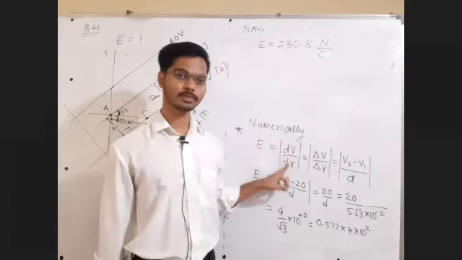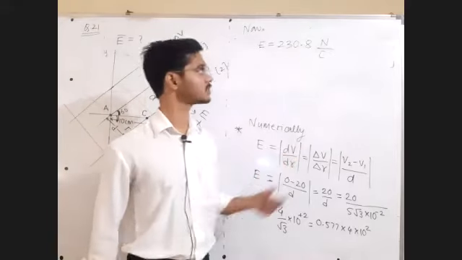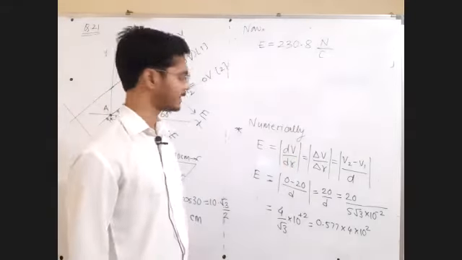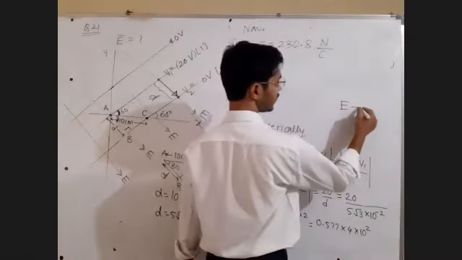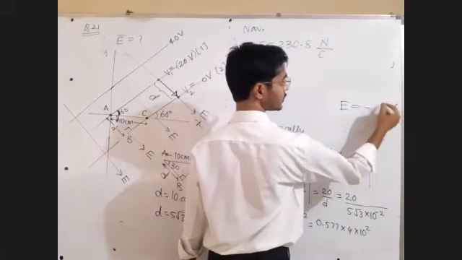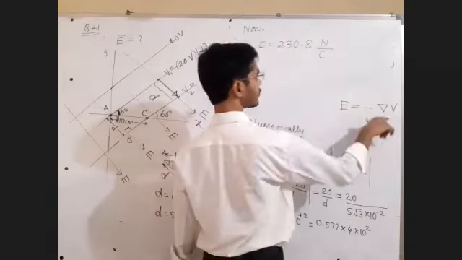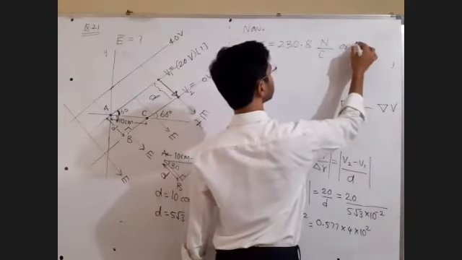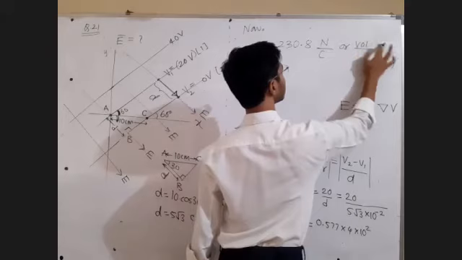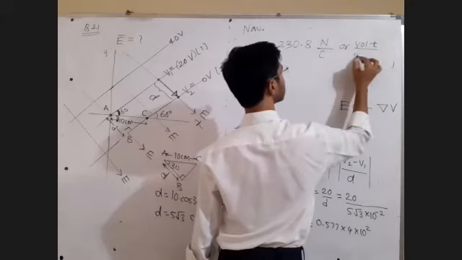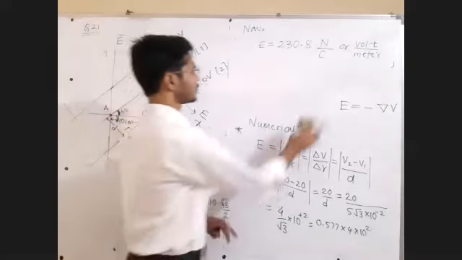Electric field, Newton per Coulomb, we know. But now it is volt per meter. Potential difference upon distance, or negative potential gradient. Electric field is negative potential gradient. Gradient means upon distance ultimately. So volt upon meter. Newton per Coulomb or volt upon meter. Okay, sir. Volt upon meter. Fine. So now we have the magnitude.